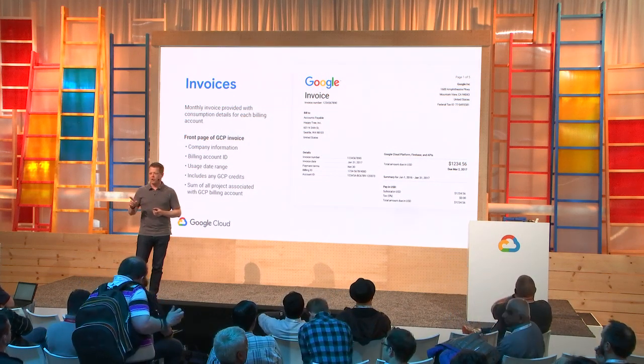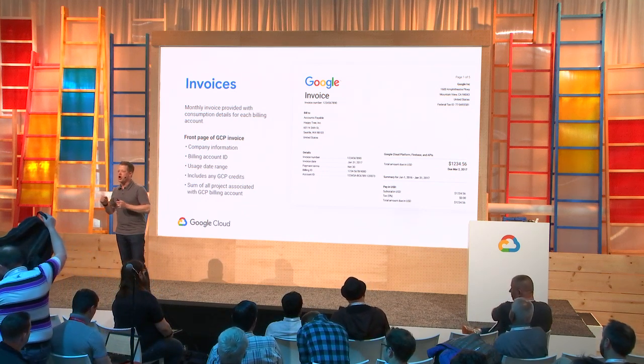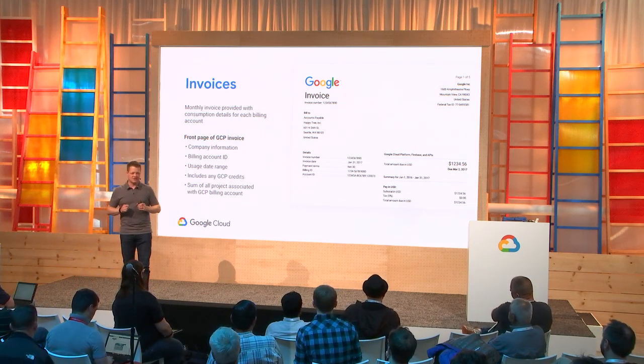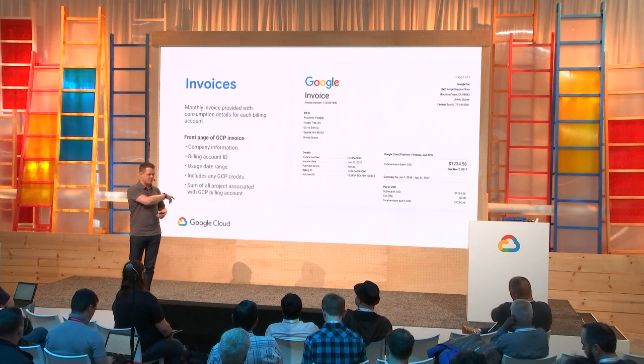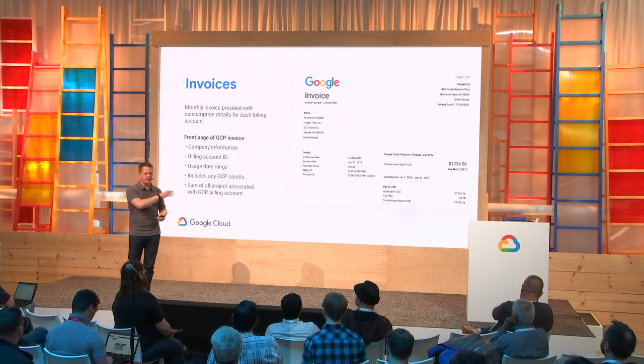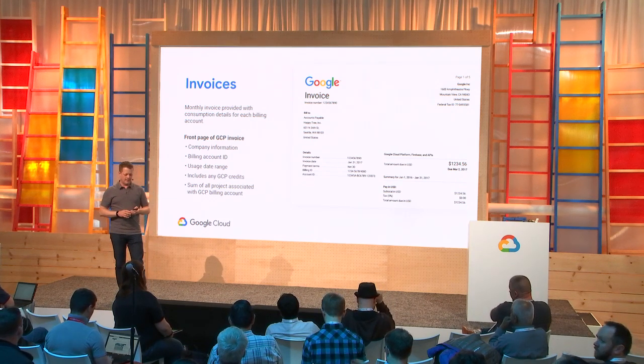The invoice is great for one thing. It's great for telling you how much you owe. But it's not really a great cost report. You can't slice it and dice it. There is both a PDF and a CSV. And you can slice and dice the CSV a little bit. But we'll look at a much better way to do those kinds of questions rather than firing up a spreadsheet and going and querying it that way.